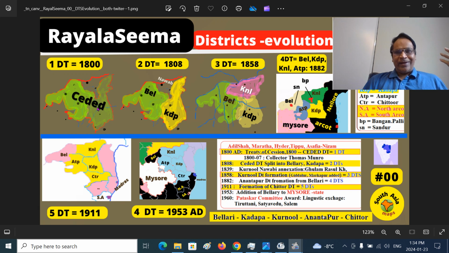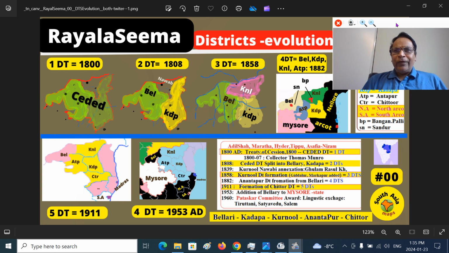The Nizam ceded this territory to the British East India Company Bahadur in 1800 AD, one district ceded, in Thomas Munro's collectorship. Before he left, two districts: the western portion Bellary, south of the sacred Tungabhadra river, and the eastern part, the historic Kadapa district. Then in 1858, after the Sepoy Mutiny, the Kurnool princely, the Nawabi territory, was annexed to the ceded region, so three districts: Ballari, Kadapa, Kurnool.